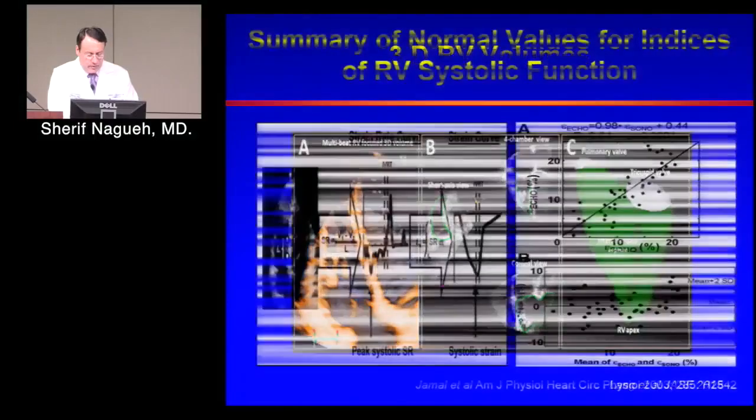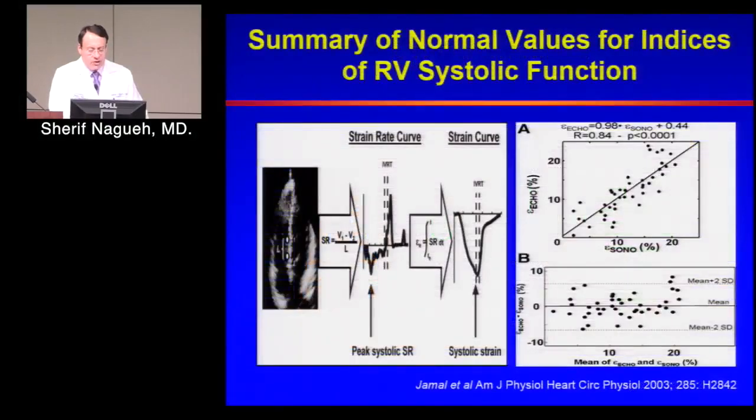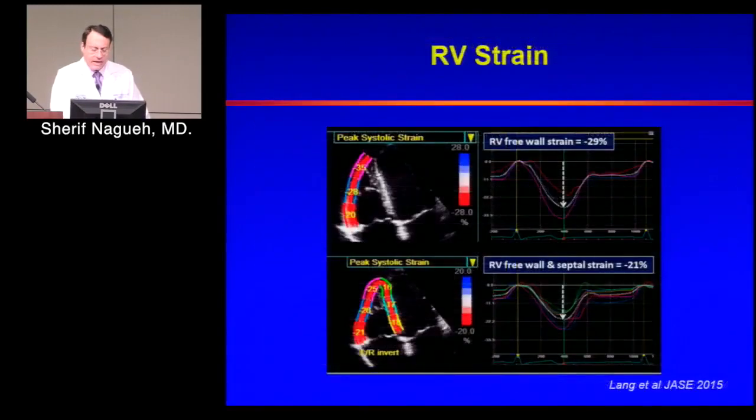Okay. We can also look at deformation. This is a very early attempt using tissue Doppler to measure strain in the interventricular septum and the RV free wall, showing that it relates well with sonomicrometry in animals. We passed this stage and now we use speckle tracking. And that's an example of speckle tracking from the RV free wall and then from the whole RV.